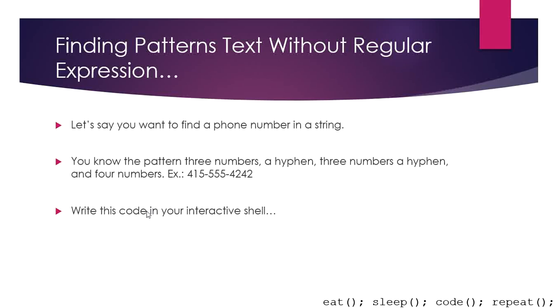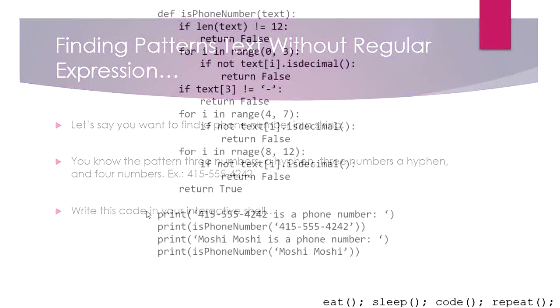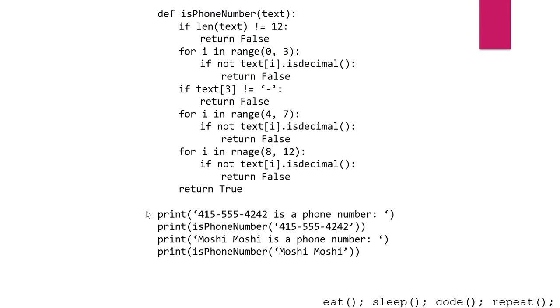So let's write this code, which I'm going to show you in the interactive shell. You can write this particular code in your editor, what I'm going to tell you in the shell. I'm not going to write it, I'm going to run it, because it's very basic programming. So I'm going to use a function isPhoneNumber, as you can see over here, and I'm going to enter a text into it.